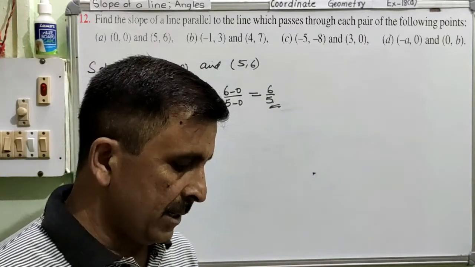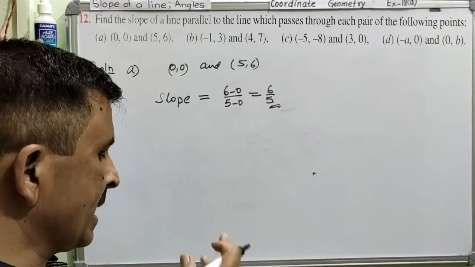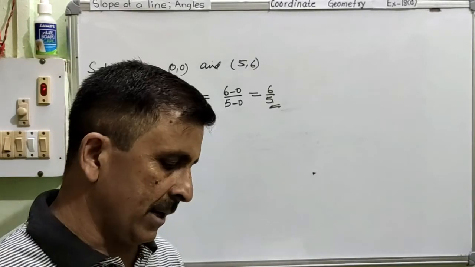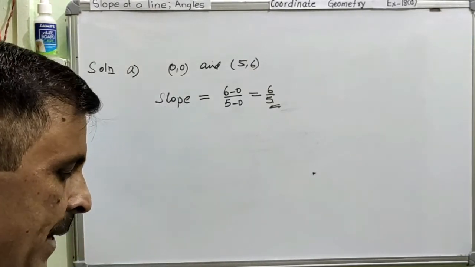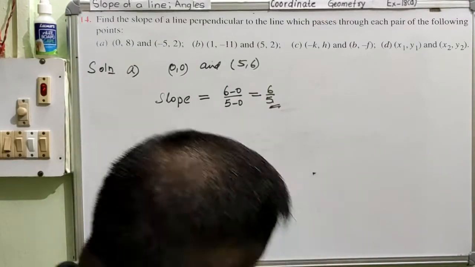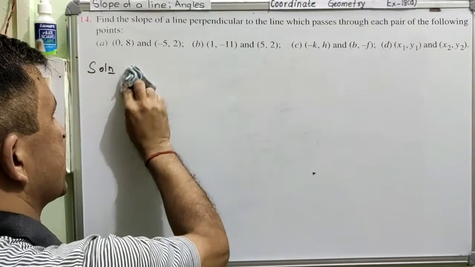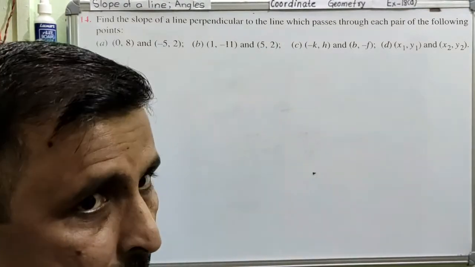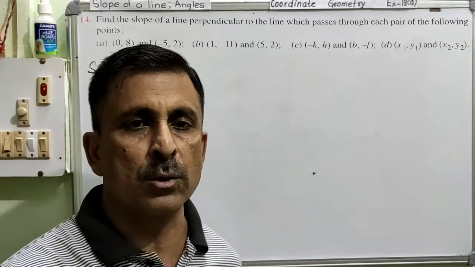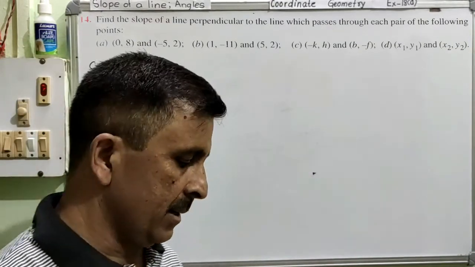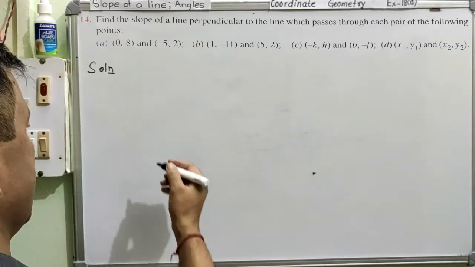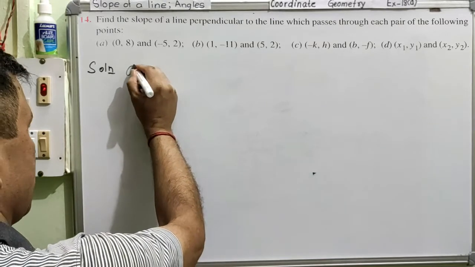Am I very clear? So like this, now I will suggest you, I'm not going to touch the other questions. Anyway, one question more we will see for the perpendicular. Clear? Let us see question number 14. This is about the perpendicular. The condition for the perpendicular is that the product of the two slopes has to be -1. We'll take one question of this question number 14.